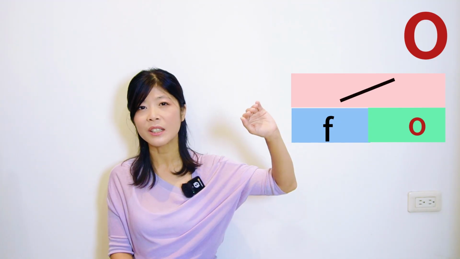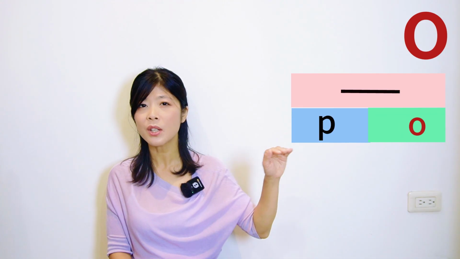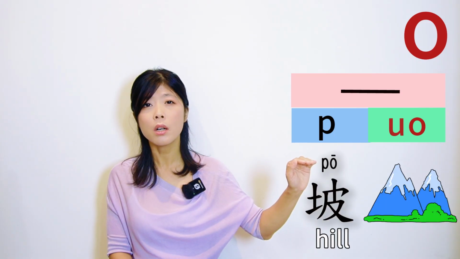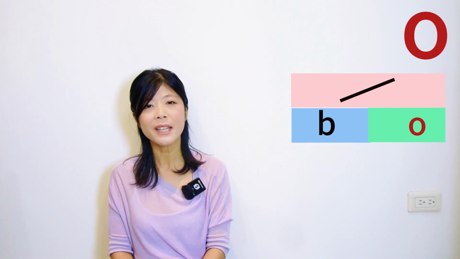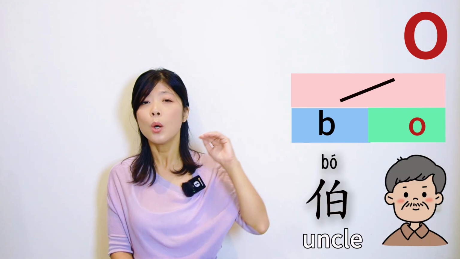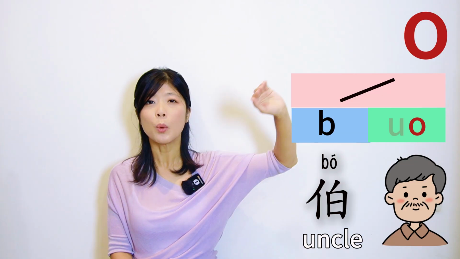Let's check out other examples. If the initial is F and the tone is the second tone, which is the rising tone, how would you say it? F, wo, fo. If the initial sound is p and the tone is the first tone, which is the high level tone, try it. You got it. P, wo, po. Now let's switch the initial into b and the tone into the second tone. How would you say it? You got it. B, wo, bo.